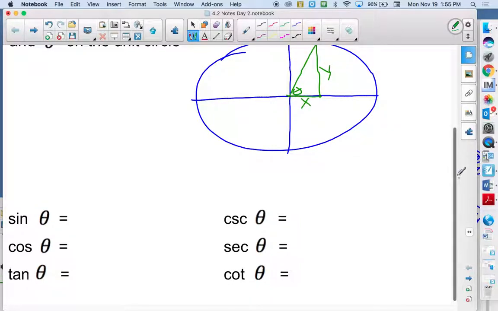So here's the angle. Sine is opposite over hypotenuse. Well, hypotenuse is 1. It's a unit circle. So opposite over hypotenuse means sine is y. Cosecant is its reciprocal. So if I know the sine, we can find the cosecant. The cosine is adjacent over hypotenuse. Well, the adjacent is x, hypotenuse is 1, so that means it's just x. The secant would be 1 over it. And then the tangent is opposite over adjacent, or y over x. And the cotangent would be the reciprocal, x over y.